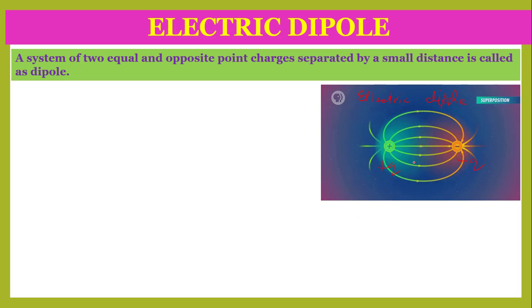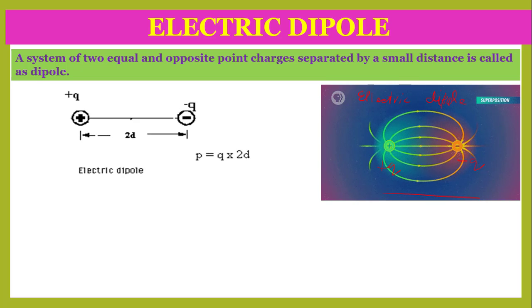This system of equal and opposite point charges creates an electric field in the surrounding medium. They also produce potential because they are charges. So there will be some electric potential and some electric field. We are going to derive the expression for that later on. This system is called the electric dipole, which you are already familiar with.